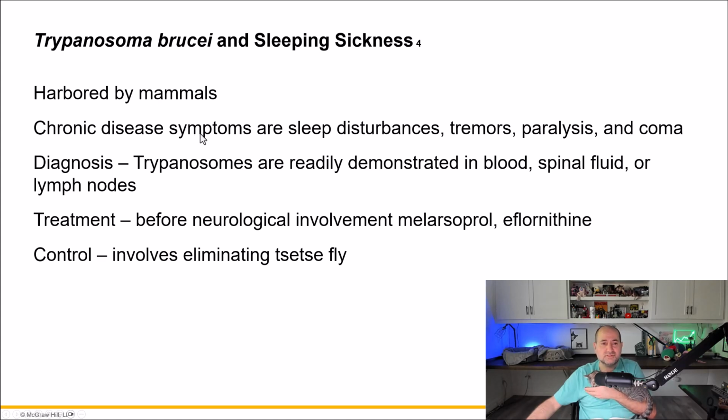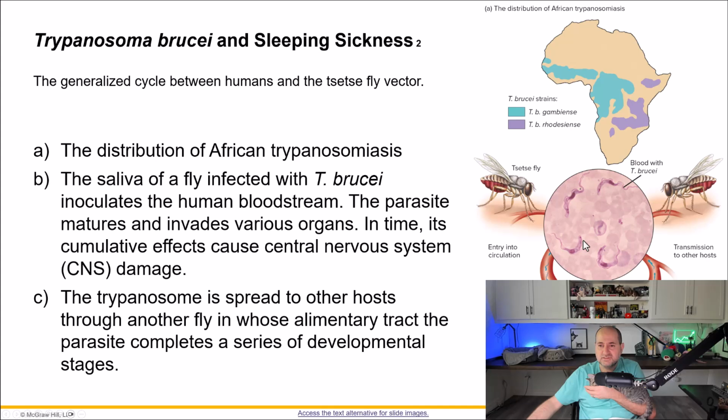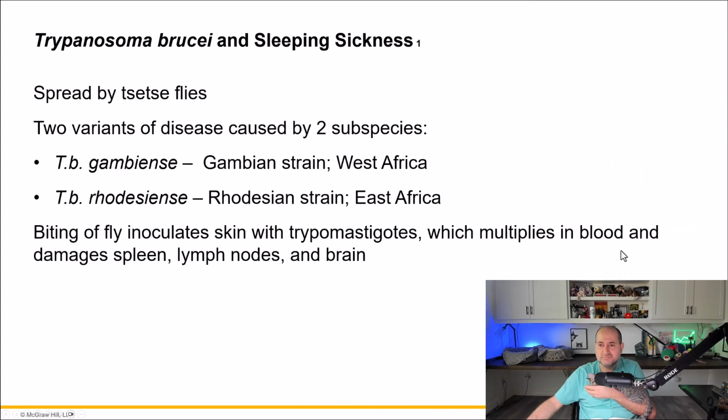Chronic diseases include sleep disturbances, tremors, paralysis, coma even. How do you diagnose this? The trypanosomes are readily demonstrated in blood, spinal fluid, or lymph nodes. So you would do a blood smear, and then you would look among the little red blood cells, and you would see the trypanosoma. See, here you can see it's this long whip-like structure, right?